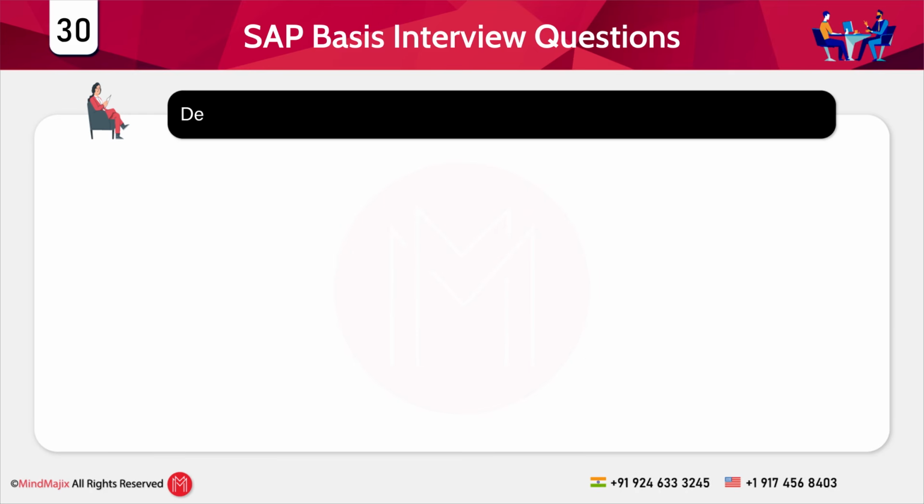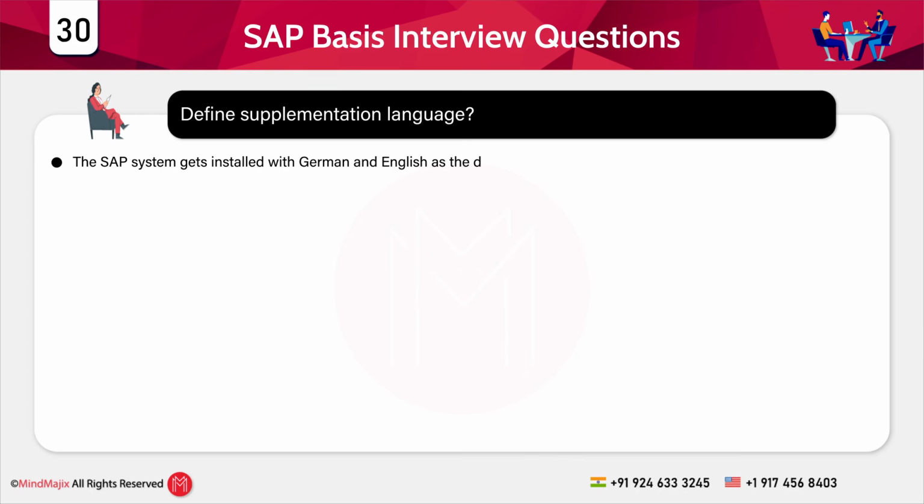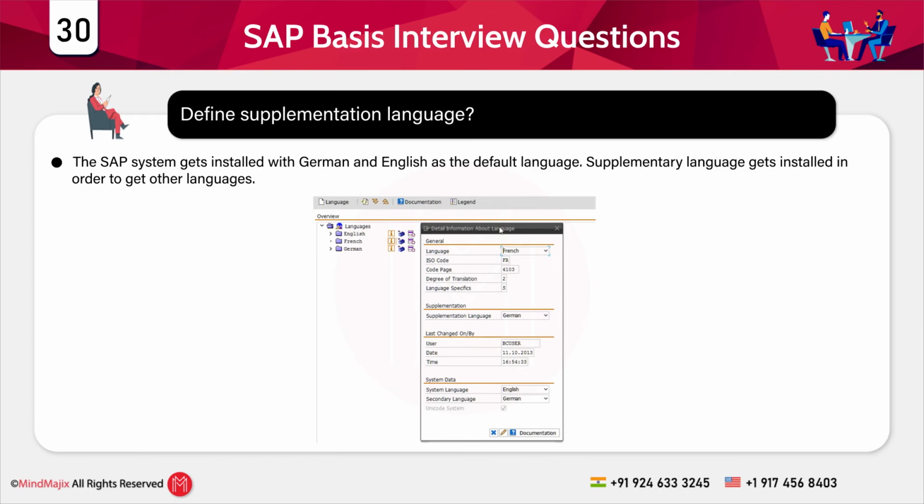The next question is, define supplementary language. The SAP system gets installed with German and English as the default languages. So supplementary language gets installed in order to get the other languages.